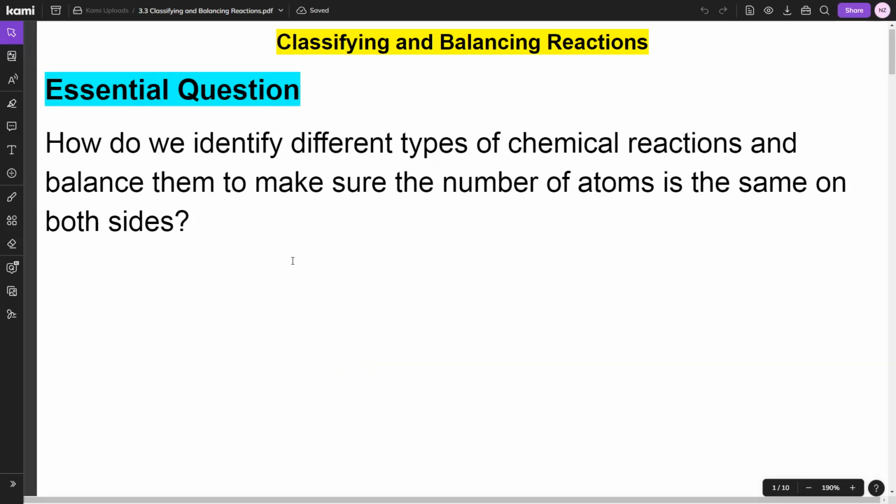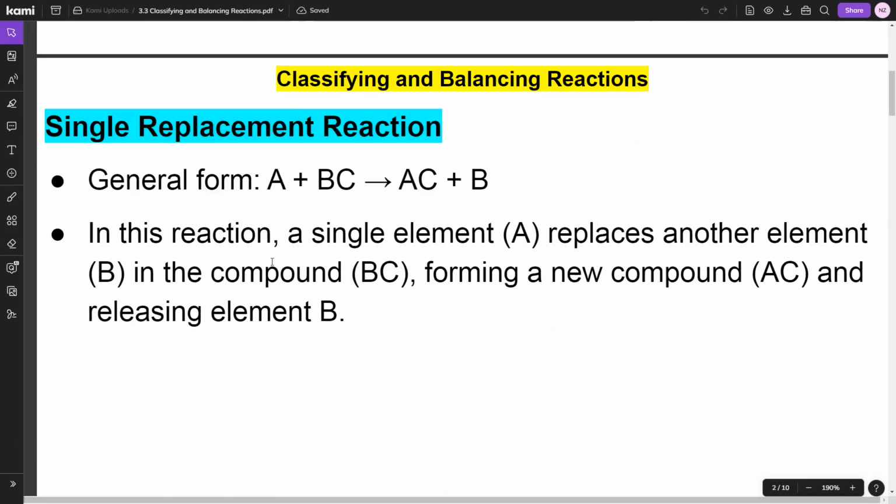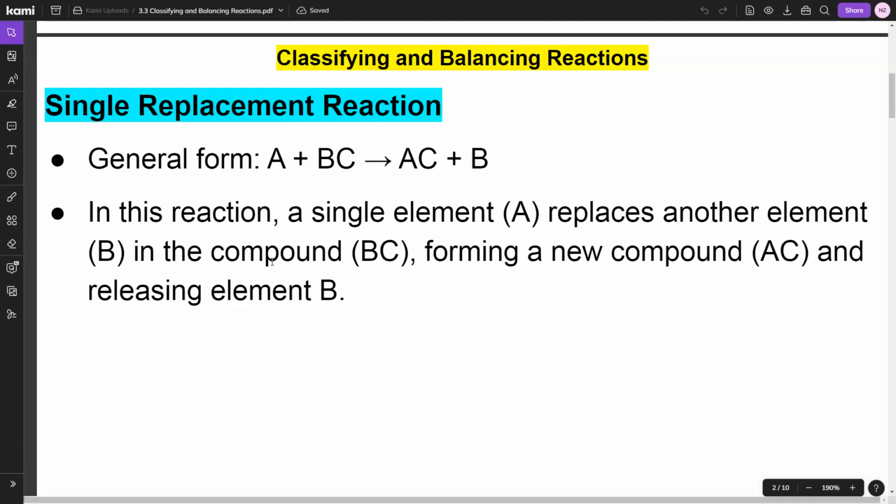In this video, we're going to go through classifying and balancing chemical reactions. So our essential question: how do we identify different types of chemical reactions and balance them to make sure the numbers of atoms is the same on both sides? We're going to begin by going through 4 types of chemical reactions.